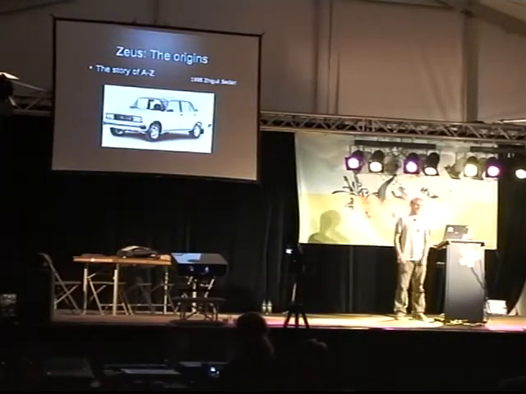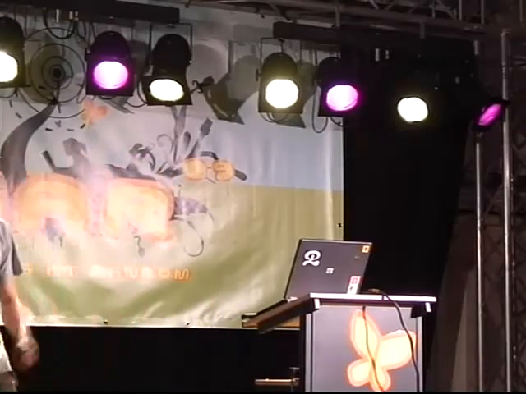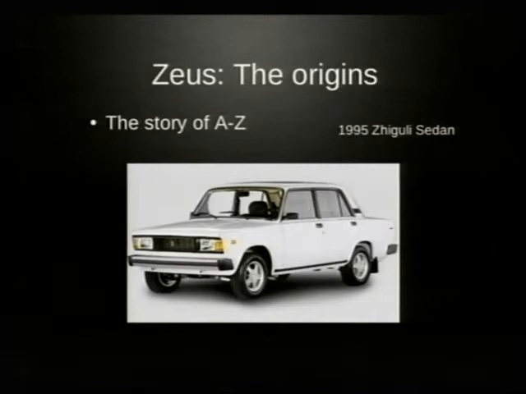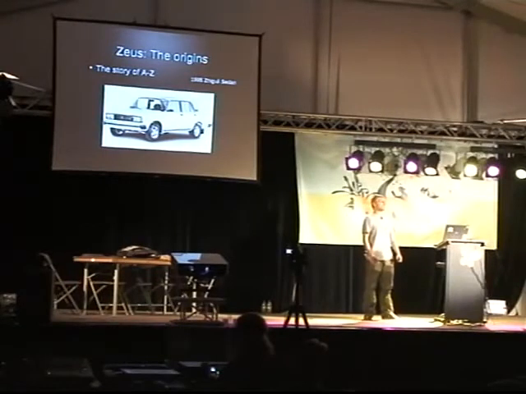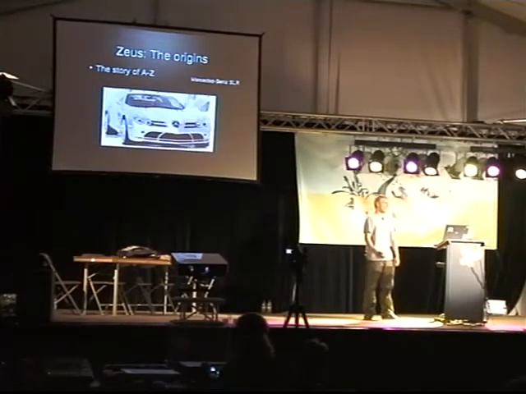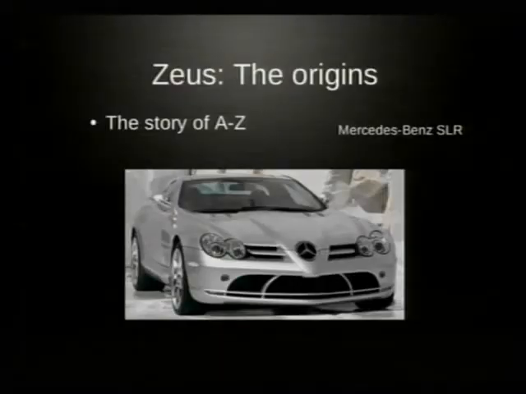But let's begin from the beginning. The origins of ZeuS: a hacker or coder called A2Z began to code this banking Trojan. His initial idea was that he wanted to sell his old Lada, his old car, and buy a Mercedes-Benz SLR sports coupe out of it.